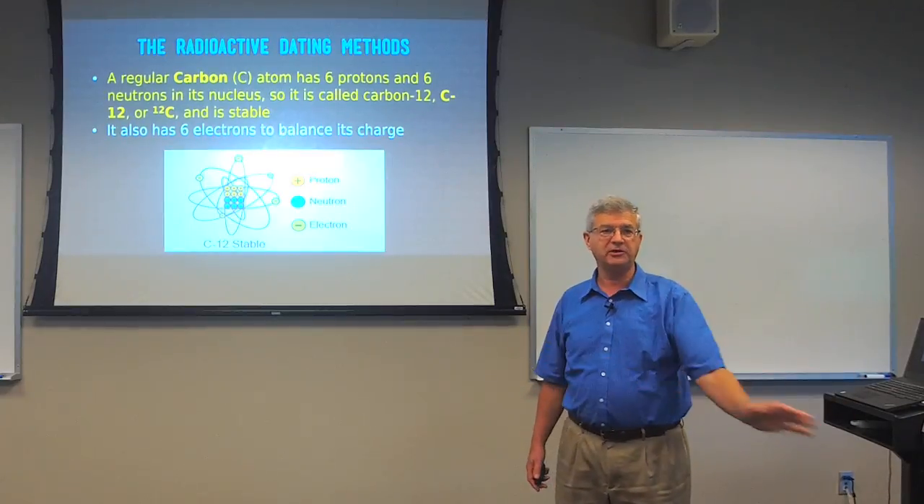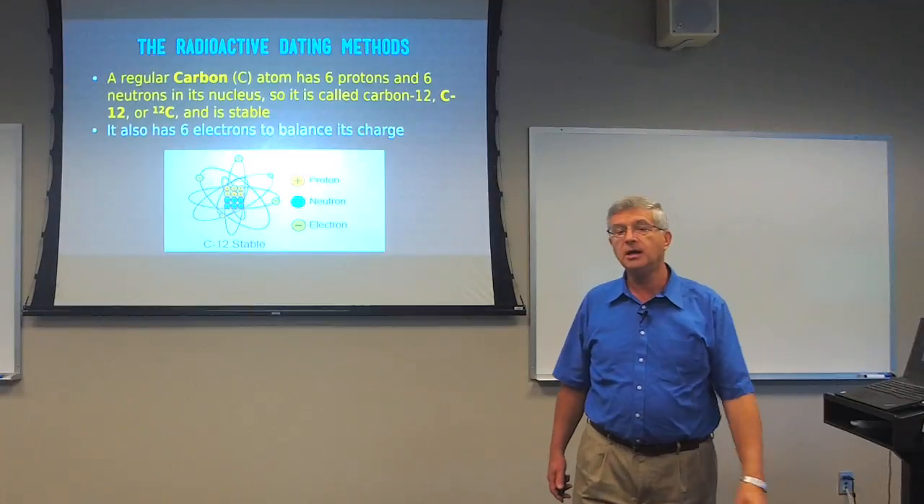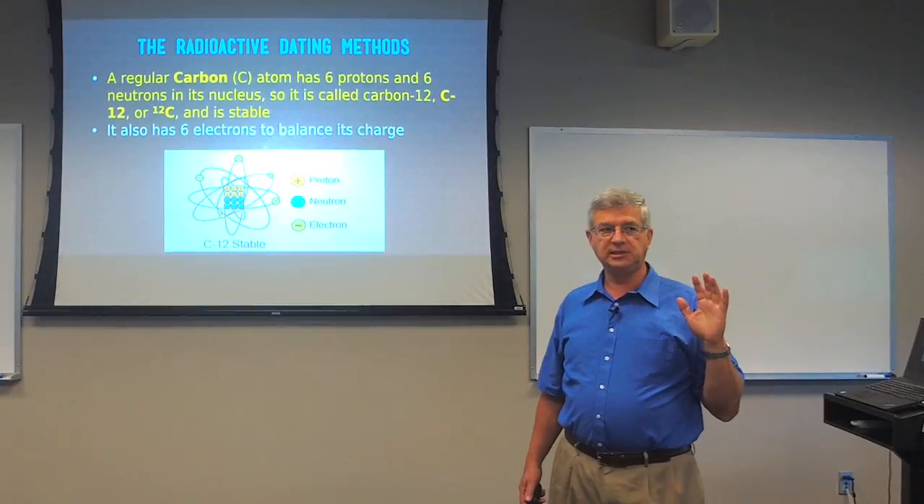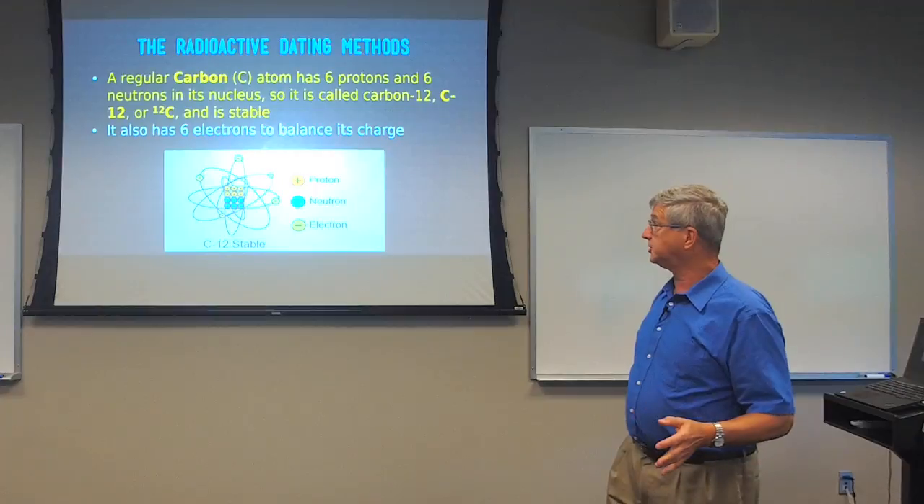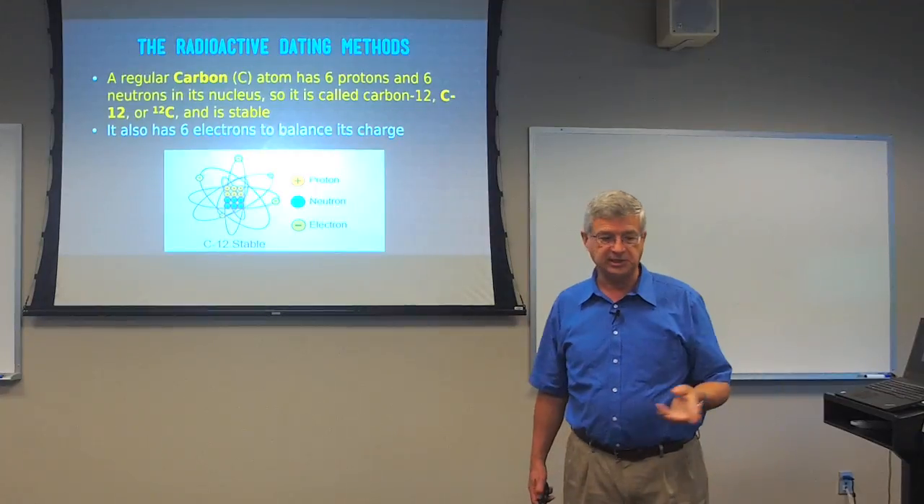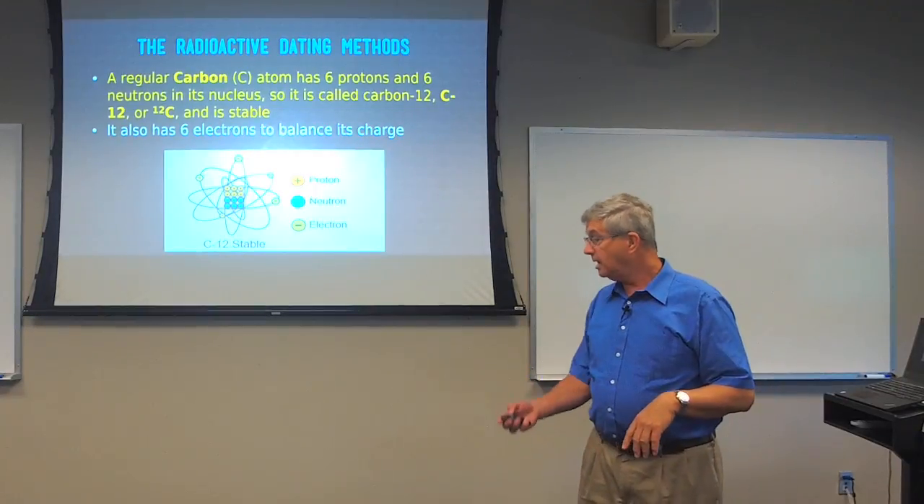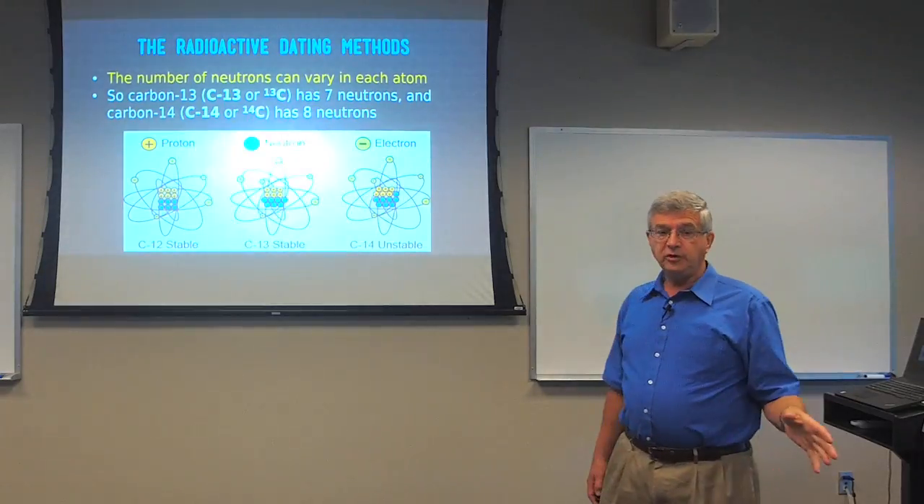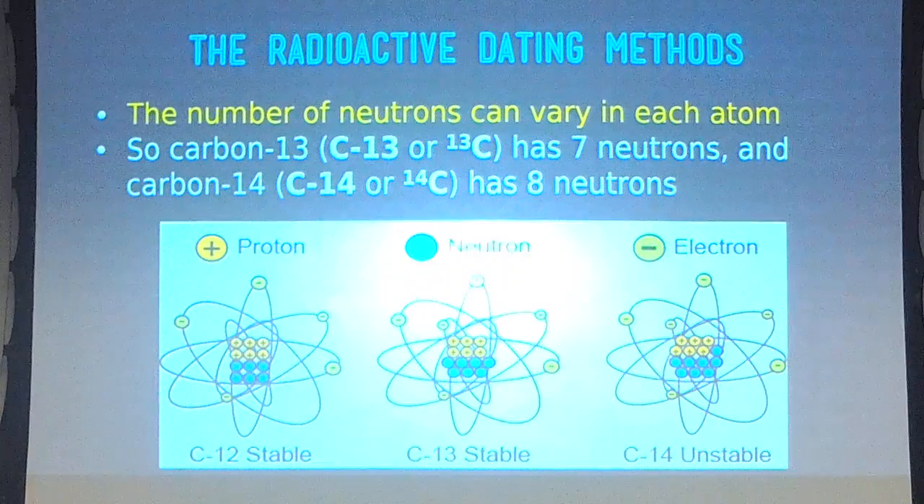Now, this should all be revision for you, but it doesn't hurt to go over it so that you understand the symbols that are used and their designation. And as I said, it also has 6 electrons to balance its charge. Now, the number of neutrons can vary. And so you have carbon-12, which is regular carbon, with 6 neutrons in the nucleus, but you can have carbon-13 with 7 neutrons in the nucleus, and you can have carbon-14. It has 6 protons and 8 neutrons to make up its nucleus.